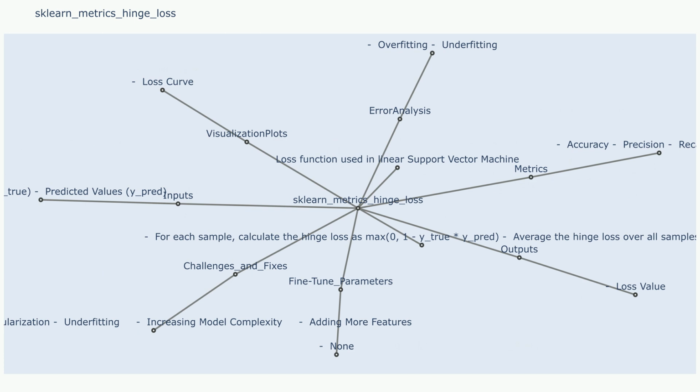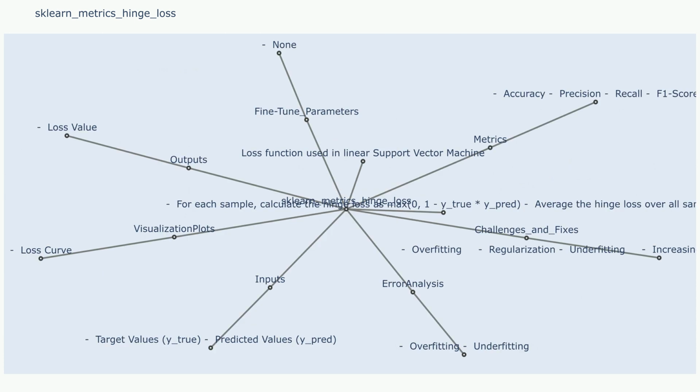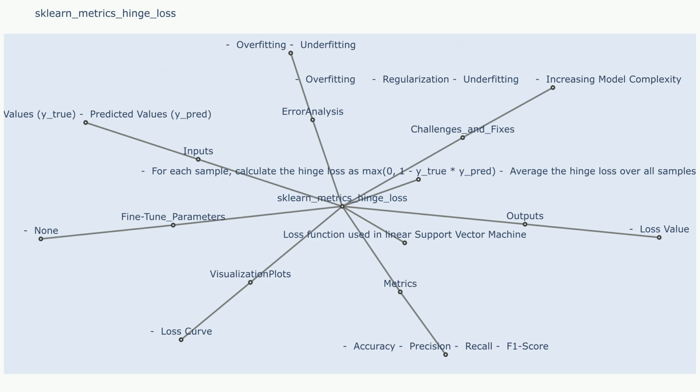Outputs: loss, the hinge loss value representing the overall misclassification error. It is a scalar value. Steps: calculate the difference between the predicted label y_pred and the true label y_true for each data point.